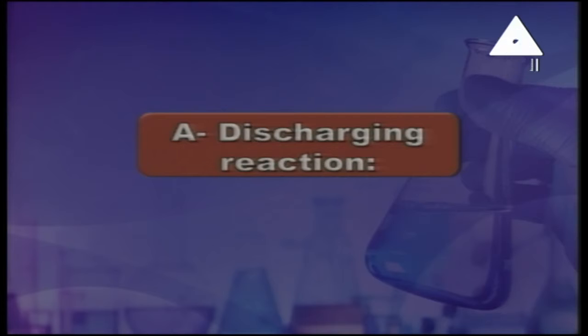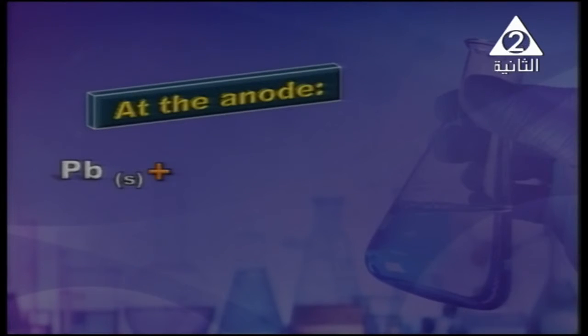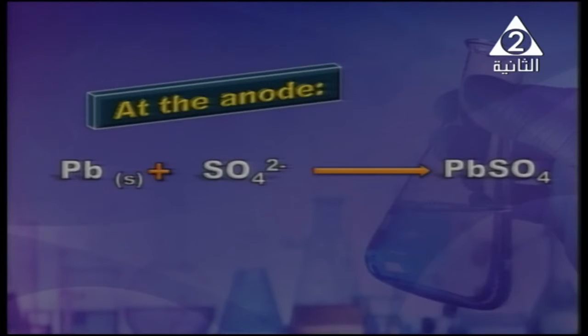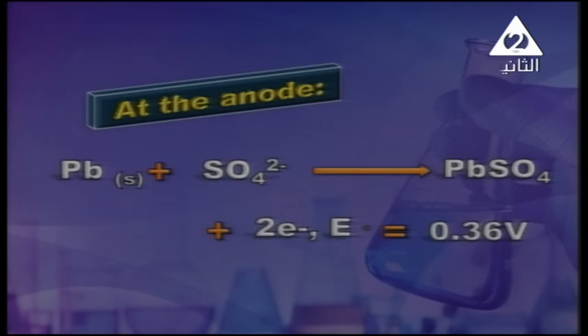Now we will talk about the discharge process, the discharging reaction. What about the discharging reaction? In this reaction, the cell acts as a galvanic cell. At the anode, Pb plus SO4 2 negative, which comes from the electrolyte, gives PbSO4, which is a precipitate insoluble in water, plus 2 electrons, and the E anode equals 0.36 volt.